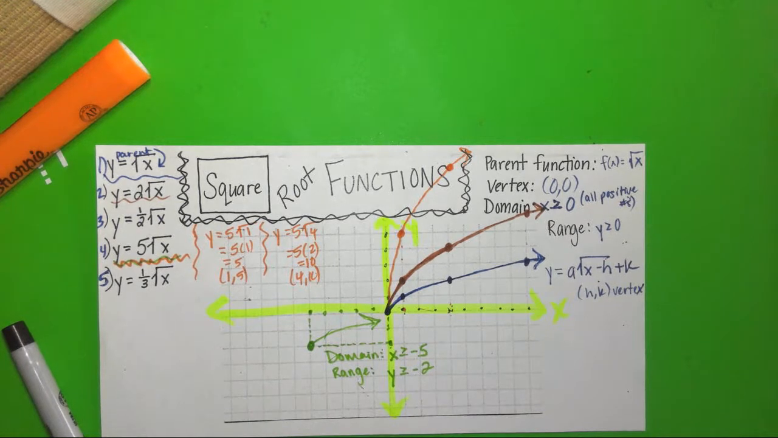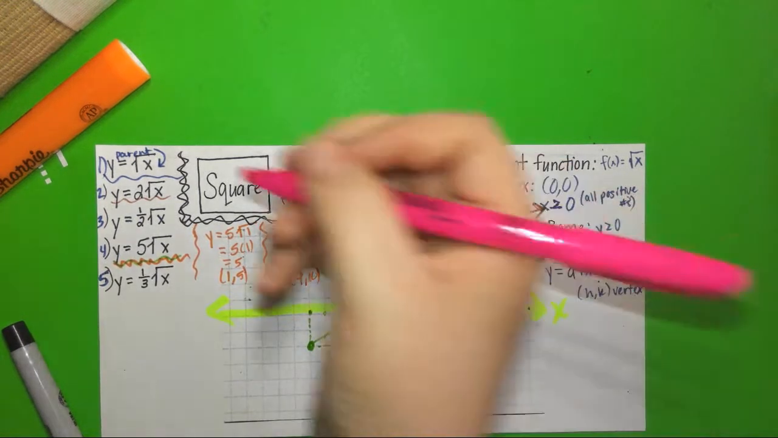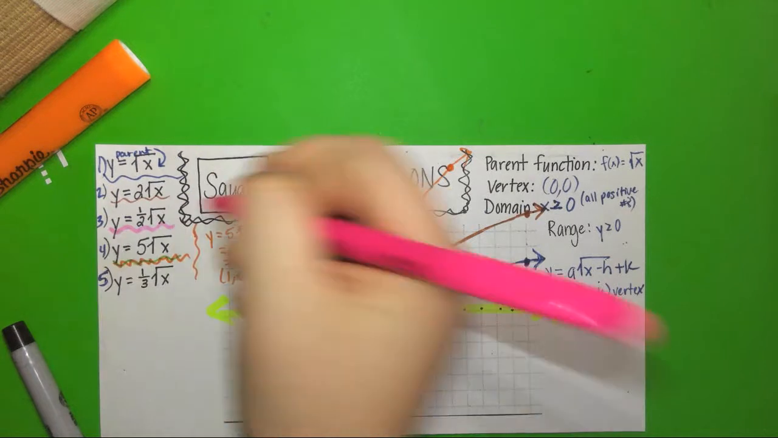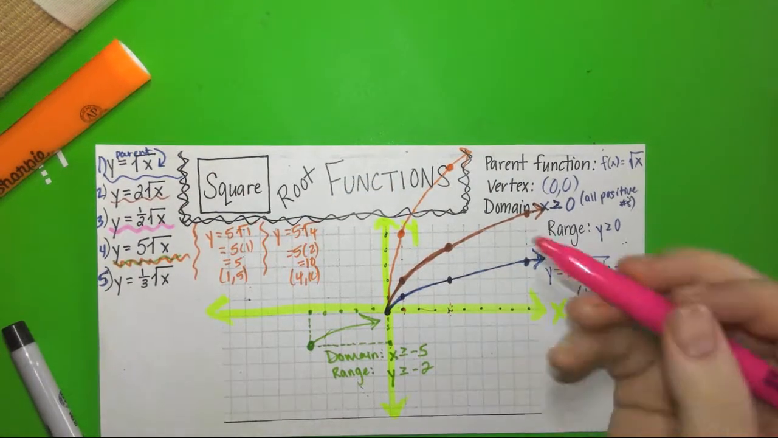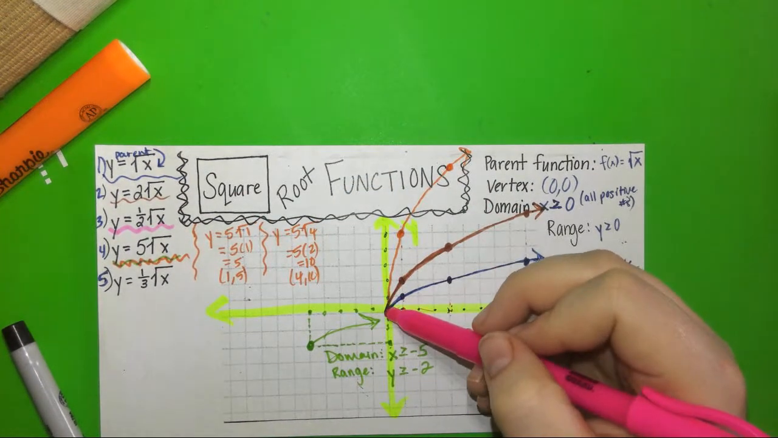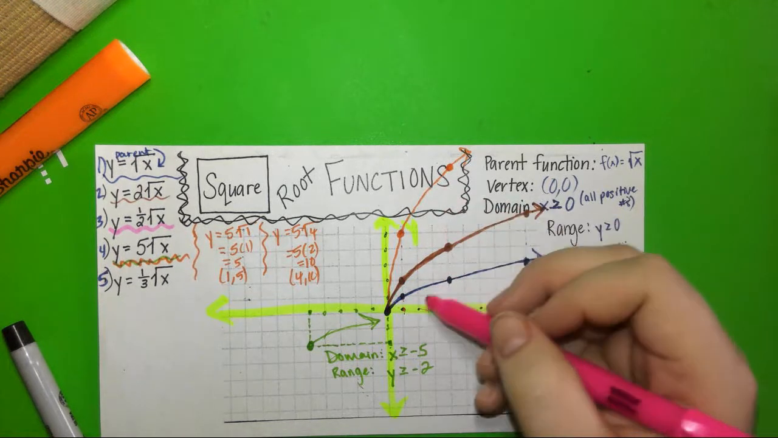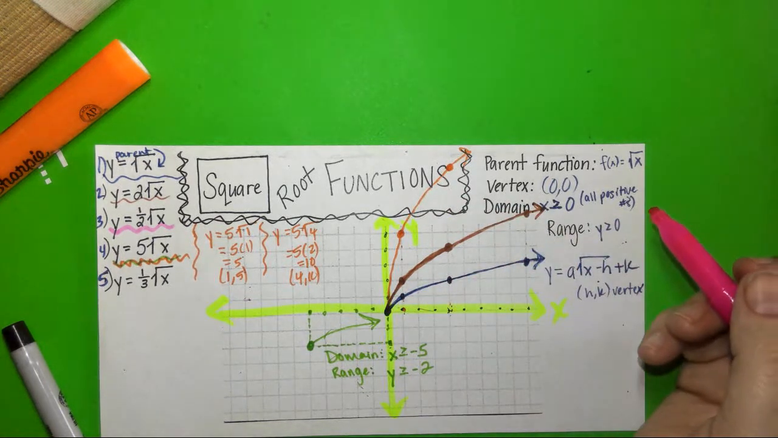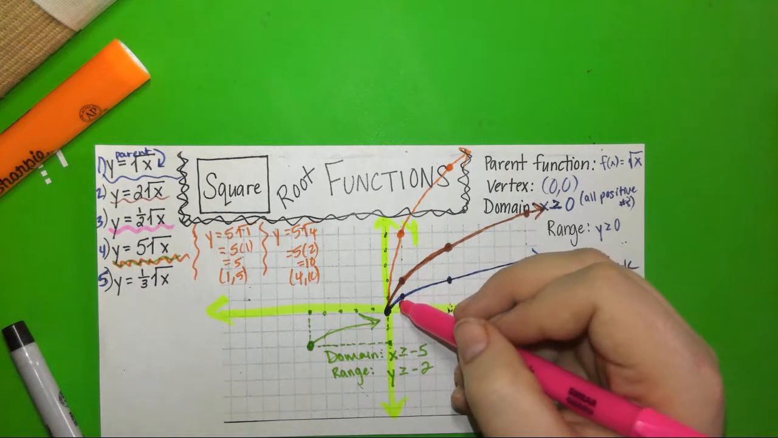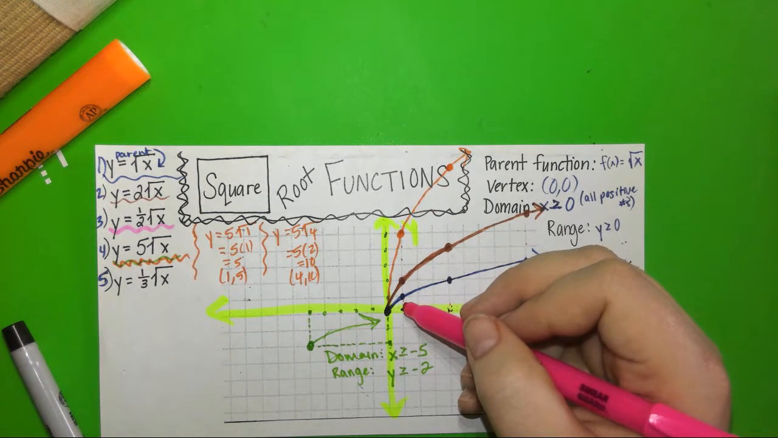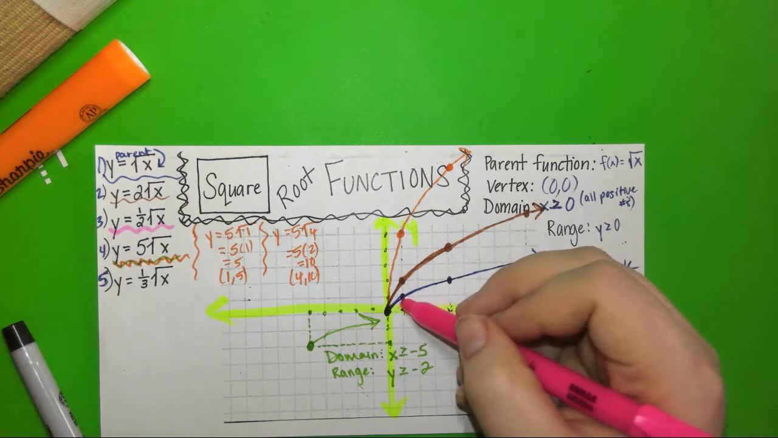Okay, then we get to the fun ones. Fractions are always so much fun. We know our first point's at that vertex. But instead of going over 1 up 1, what should I do? How much do I go up? A half, because 1 times a half is a half.